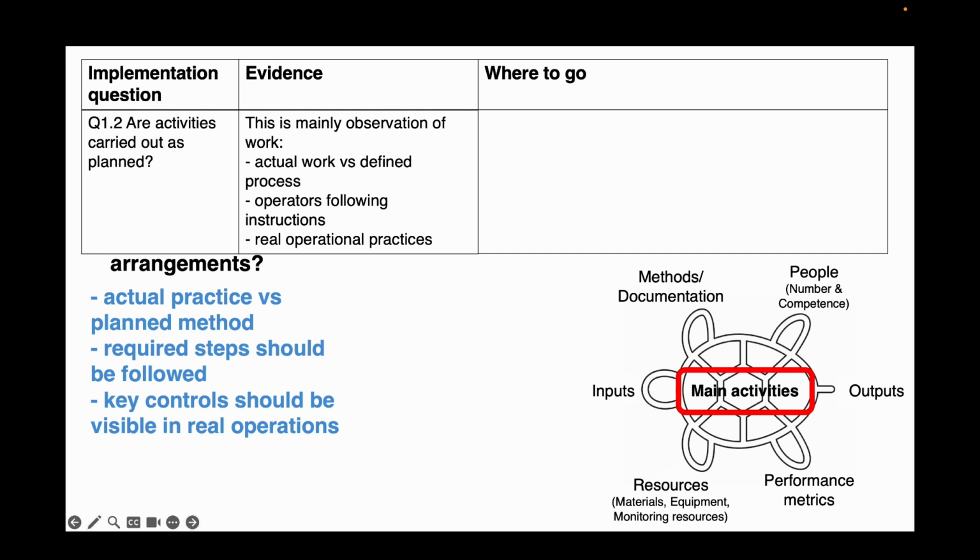Okay, so machining and assembly. This is essential because this is where production activities are actually performed. So I go there to observe the real execution of the work.